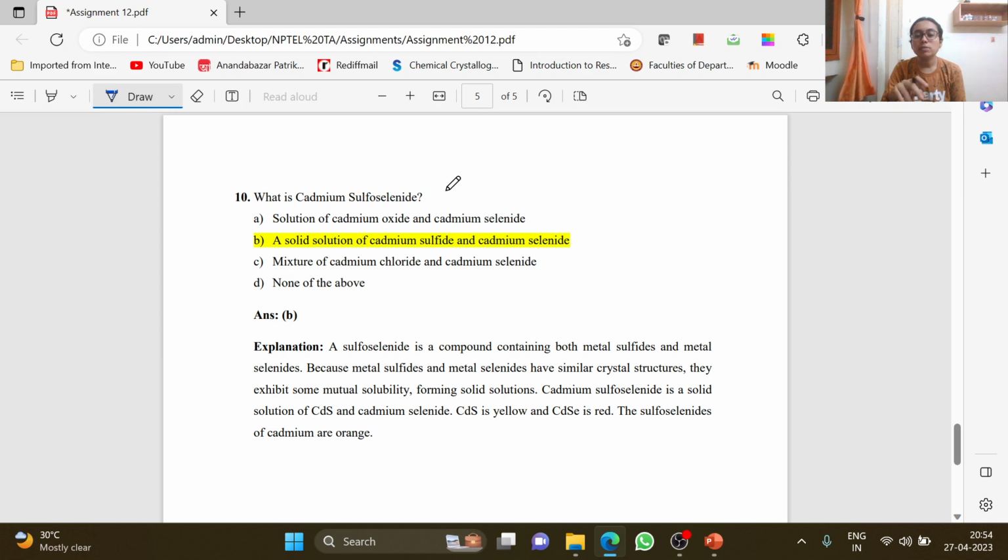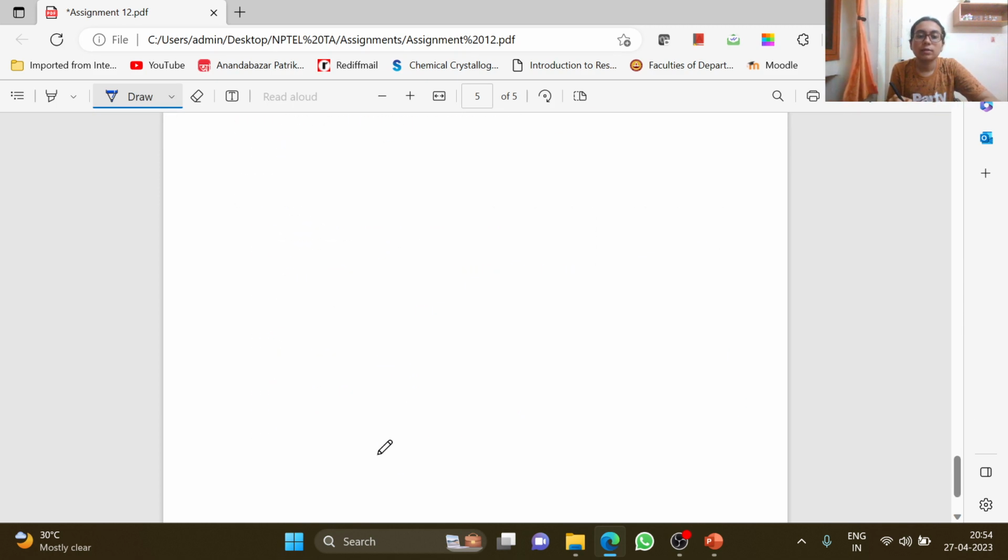Now cadmium sulfoselenide is a solid solution of cadmium sulfide and cadmium selenide. Cadmium sulfide is yellow, whereas cadmium selenide is red. So the resultant sulfoselenides of cadmium are in between in color, that is orange. So yeah, that's all.